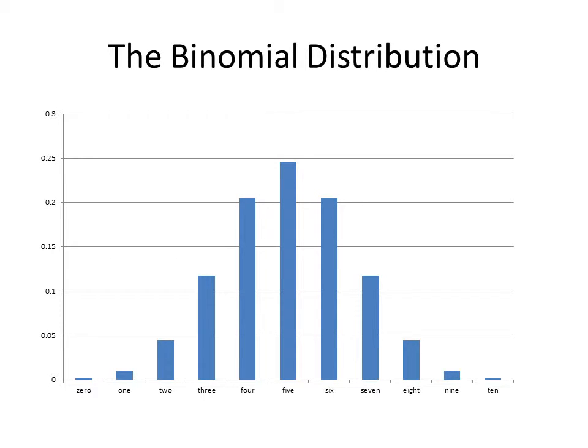And this is what the binomial distribution looks like. Now your chances of getting 5 heads, as you can see, is a little under 25%. Chances of getting 4 heads, a little more than 20%. And see, there is a slight chance you might get 0 heads or 10 heads.